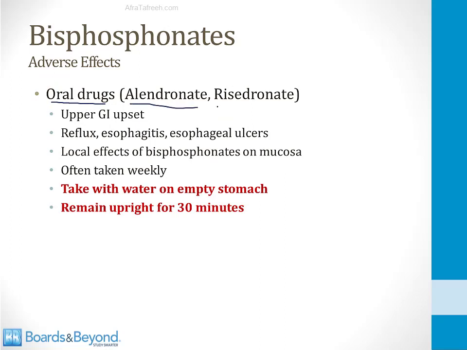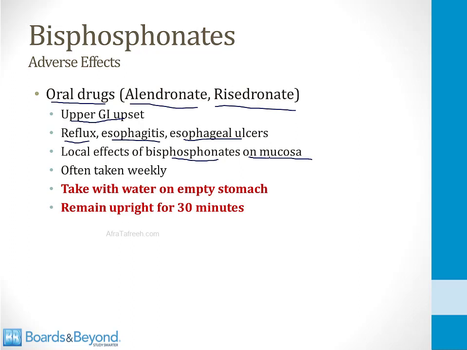Some of these are oral drugs. In particular, alendronate and risendronate are oral bisphosphonate drugs, and the main side effect of the oral drugs is upper GI upset. Patients who take these drugs often develop reflux, so they complain of heartburn. They can develop esophagitis and even sometimes esophageal ulcers. And this is all due to a local effect of the bisphosphonate molecule on the GI mucosa.